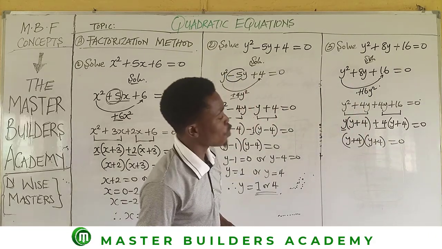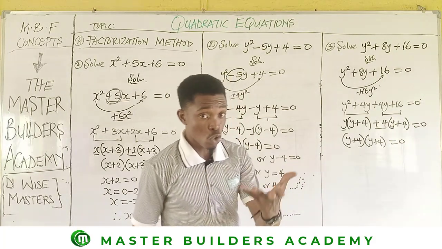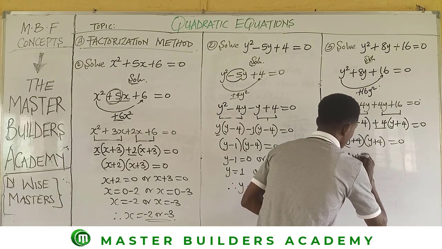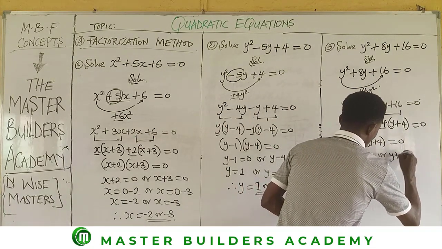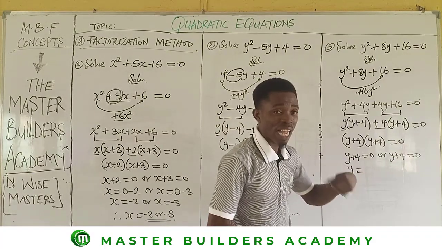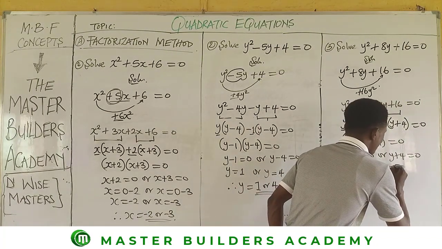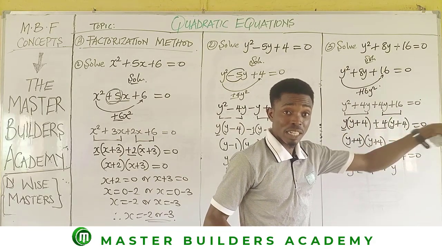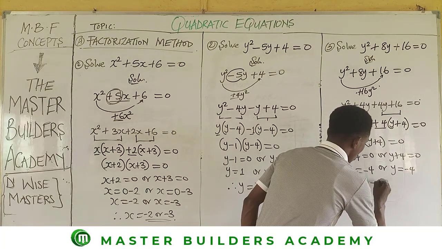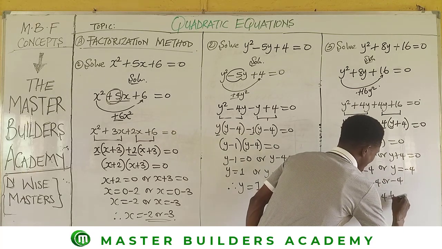So now, for the product of 2 functions to be equated to 0, it shows that either the first function is equal to 0 or the second function is equal to 0. Hence, we will have that y plus 4 is equal to 0 or y plus 4 is equal to 0. Now, when we collect like terms, plus 4 crosses from left hand side to the right hand side, it will automatically become minus 4. Or similarly, when plus 4 crosses from the left hand side to the right hand side, we will equally have minus 4. Therefore, y is equal to minus 4 or minus 4. And finally, y is equal to minus 4 twice.